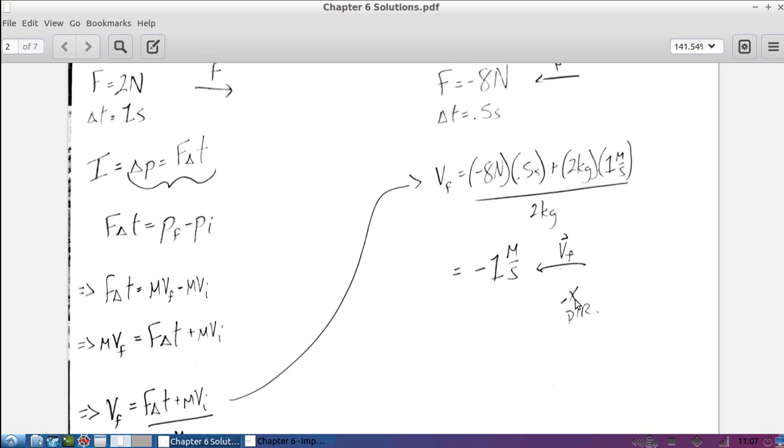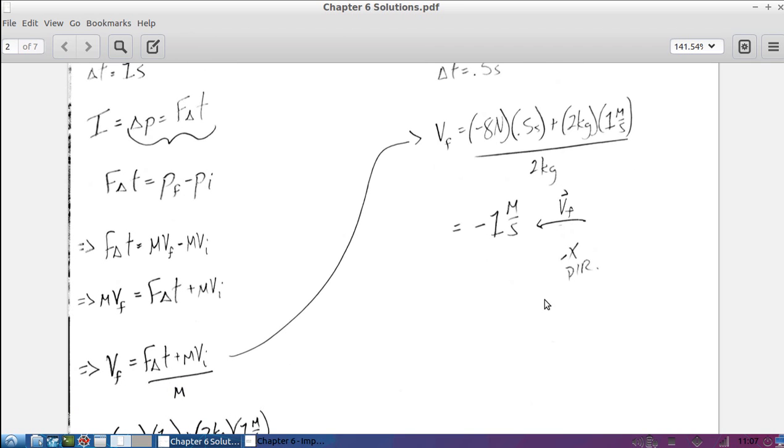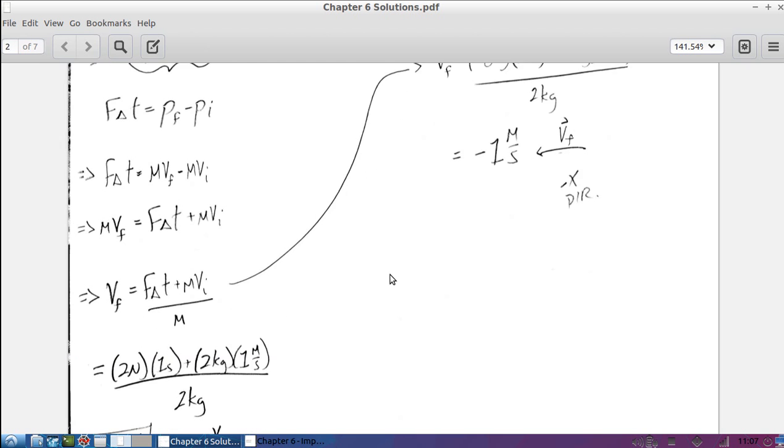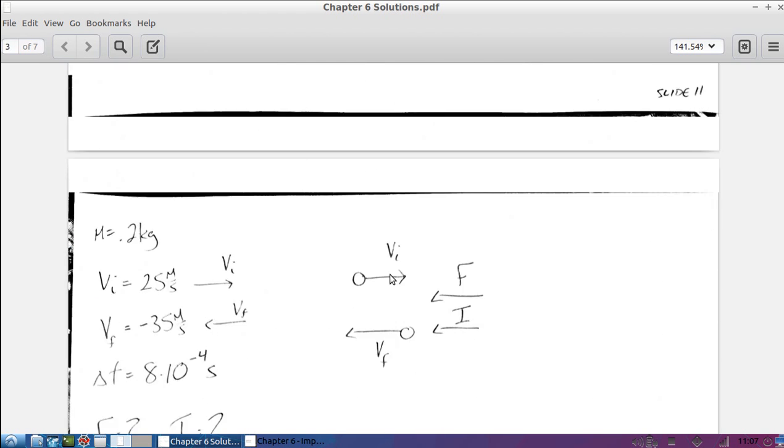Okay, so that's how we calculate impulse from a force-time graph, and we use the impulse-momentum theorem to find something out about the object later.